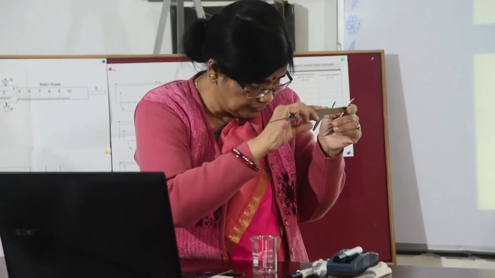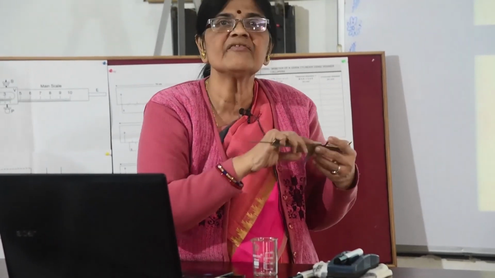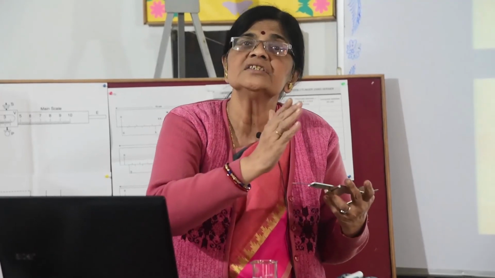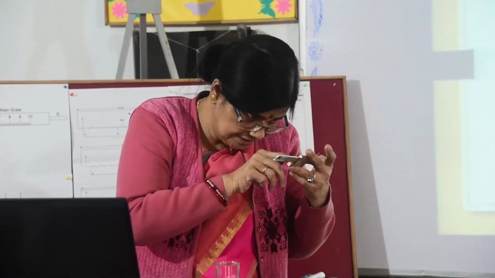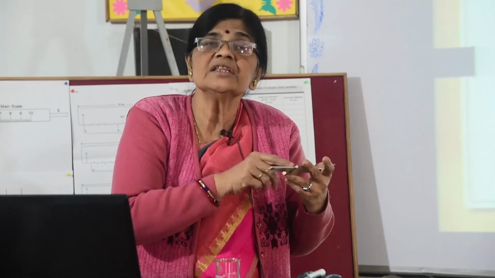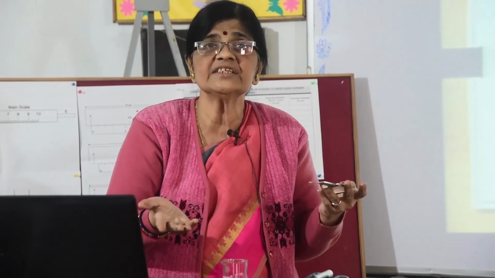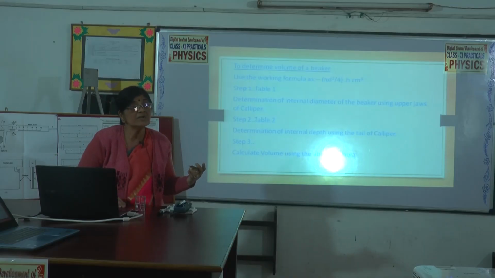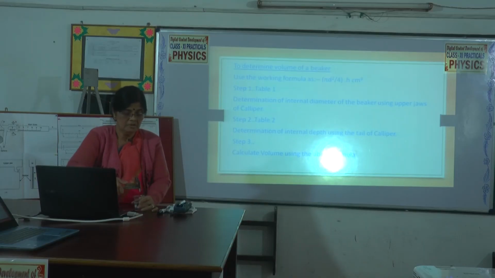Now here you will see the 0 is lying between 7.3 and 7.4. So what will be the main scale? 7.3. Then find out the vernier scale division here. And then vernier coincidence into least count gives you the vernier scale reading. Add MSR and VSR gives you the total reading for the depth. And if you continue like this, all the total readings you have got, you have the 0 error plus 0.01 which has to be subtracted and get the correct height of the beaker. You know table 1 is for the height. And what is table 2? The internal diameter. Here you can find out.